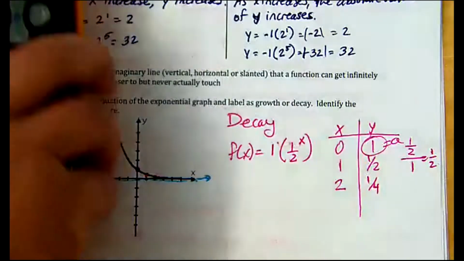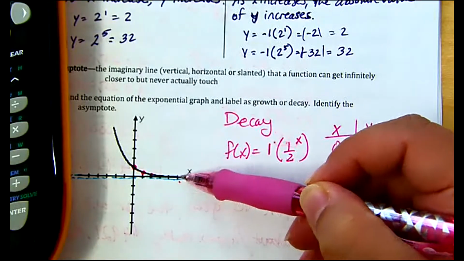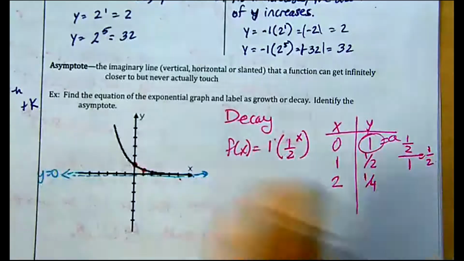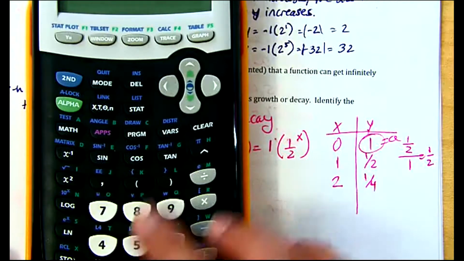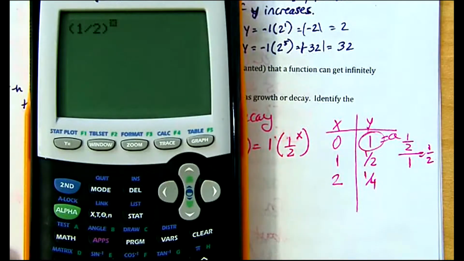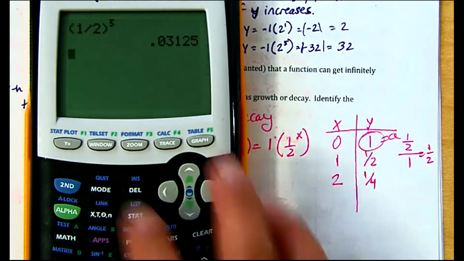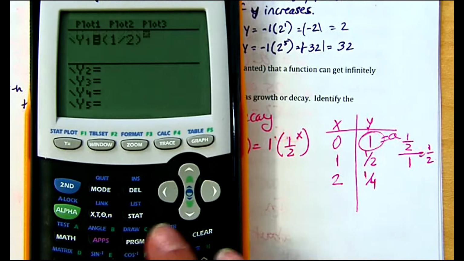So let's take a look. Over here, this is 1, 2, 3, 4, 5. So let's take a look at 5. What would my y be when my x is 5 for this function, 1/2 to the x power? So if I do 1/2 raised to the x power, in this case I'm going to do the 5 power. That becomes 0.03125. I want to show you here, as a function, 1/2 to the x power.